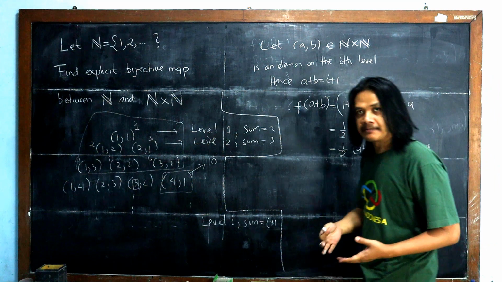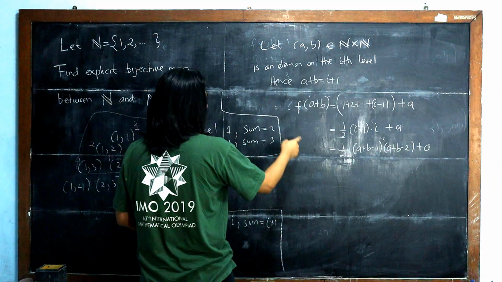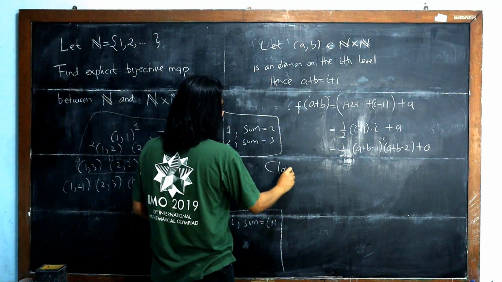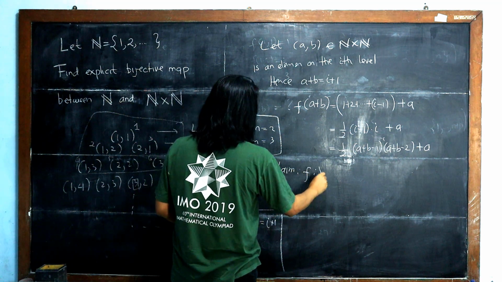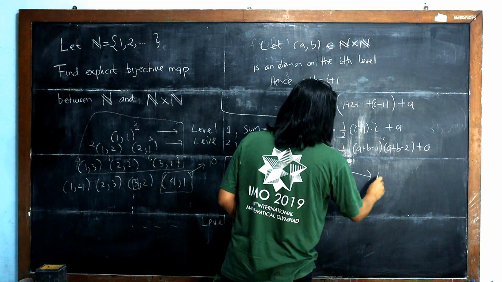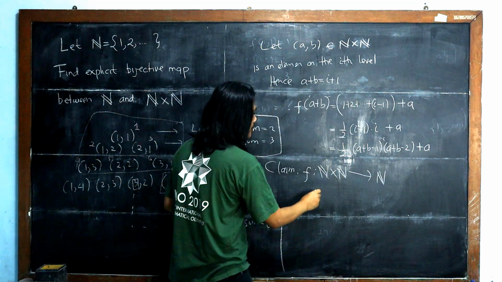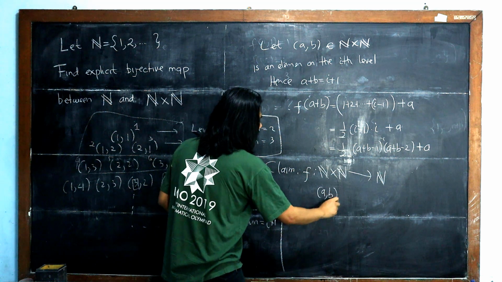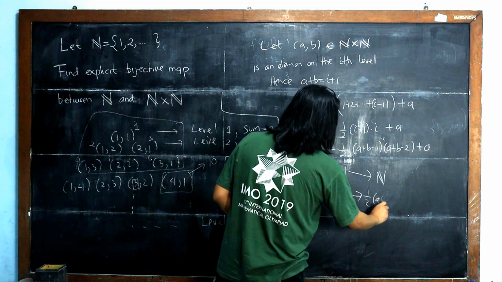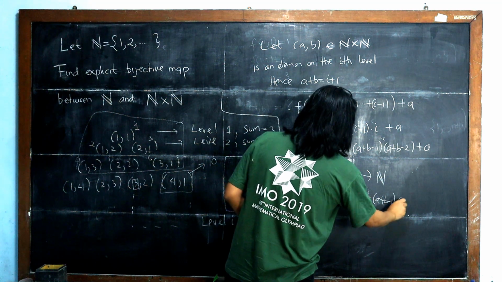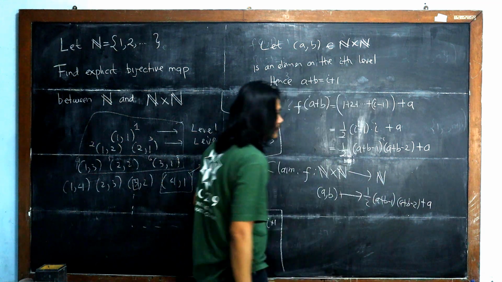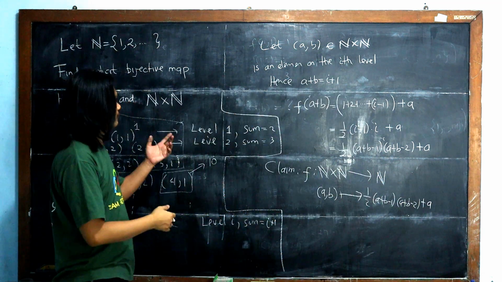Okay, so we claim that this map f from N plus N to N, given by (a, b) is sent to half of (a plus b minus 1) times (a plus b minus 2) plus a, is a bijection that we are looking for. Okay.